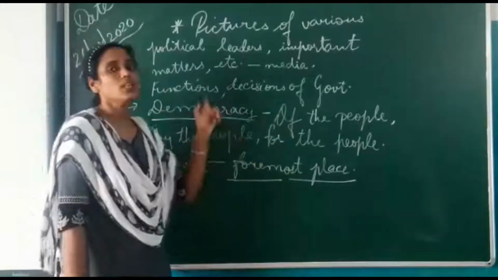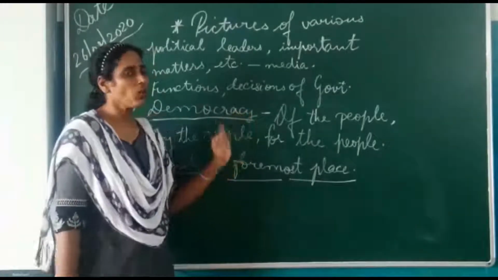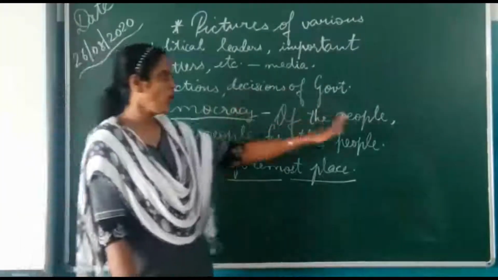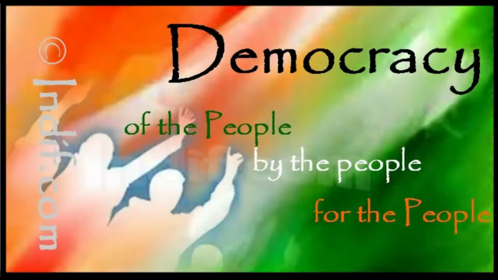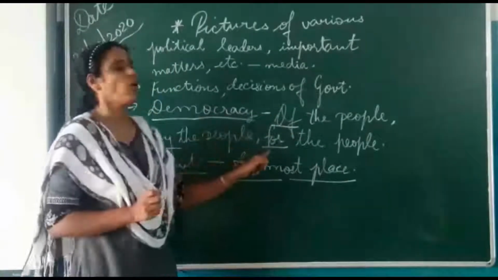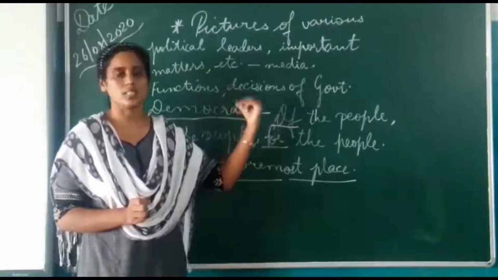Now what do you mean by the word democracy? As we saw earlier, India is the largest democracy in the world. So what is democracy? Democracy means of the people, by the people, for the people. Now students, here, of the people means people are the ones who elect their government by voting. By the people, they are the ones who are responsible for the election. And for the people means the government is working in favor of the people. That is a simple meaning of democracy.